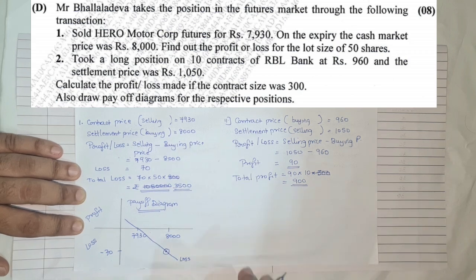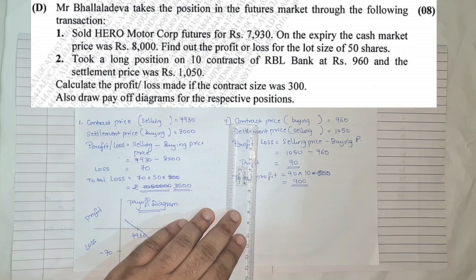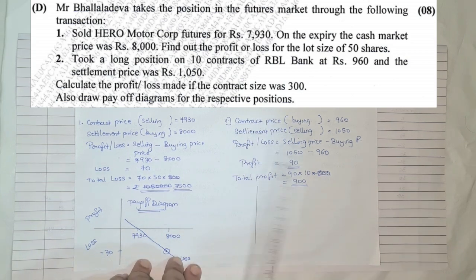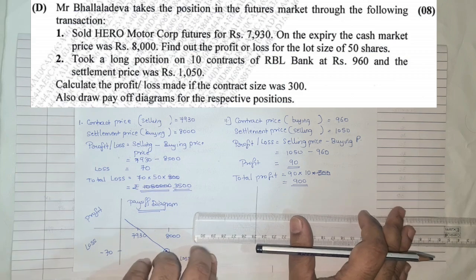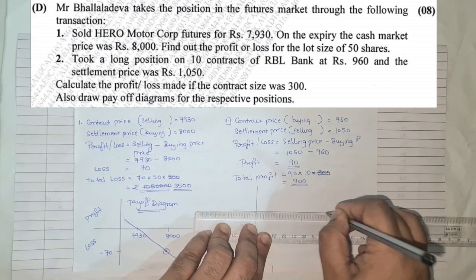Okay, we will make the payoff diagram now, and then we will calculate the profit made if the contract size was 300. So then we'll see for 300 what would be the answer. Okay, so we made a little bit of changes in the solution. So first we are just finding whatever they asked us to find, and then later on we'll see the second part, because there are two parts in this.